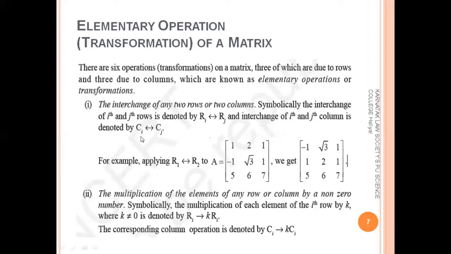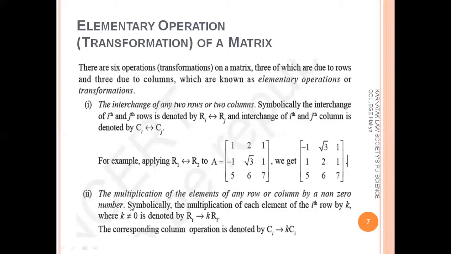See their example. Here in the matrix A, they have given interchange R1 and R2. We need to write R1 in place of R2 and R2 in place of R1. We just need to interchange. See there: -1, √3 and 1 is in the original matrix, and it is now in the place of R2. And 1, 2, 1 is now in the place of R1. In this way, we interchange the matrix rows, or you can also interchange the columns.